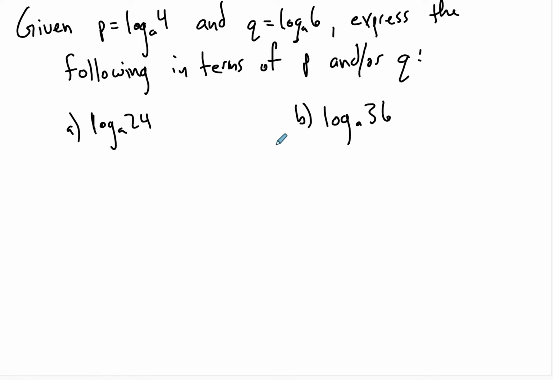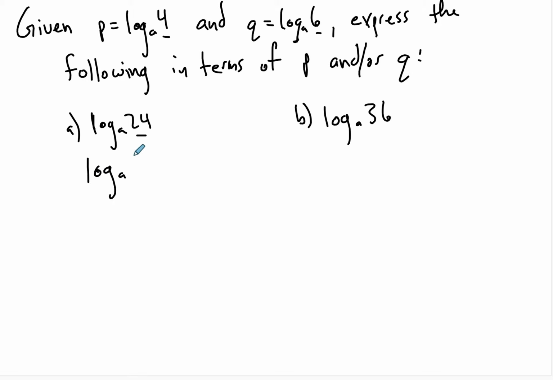So this is another IB style of question that requires you to think a little bit differently. So here I have some representative of log a of 4 as p, and some representative of log a of 6 is equal to q. And what we're asking here is we're expressing the following expressions in terms of p and or q. What all this really means is that we have to look at this number here, so this 24, and how does 24 relate to 4 and 6? Well, we know that 24 has factors of 4 and 6 because 6 times 4 is equal to 24.